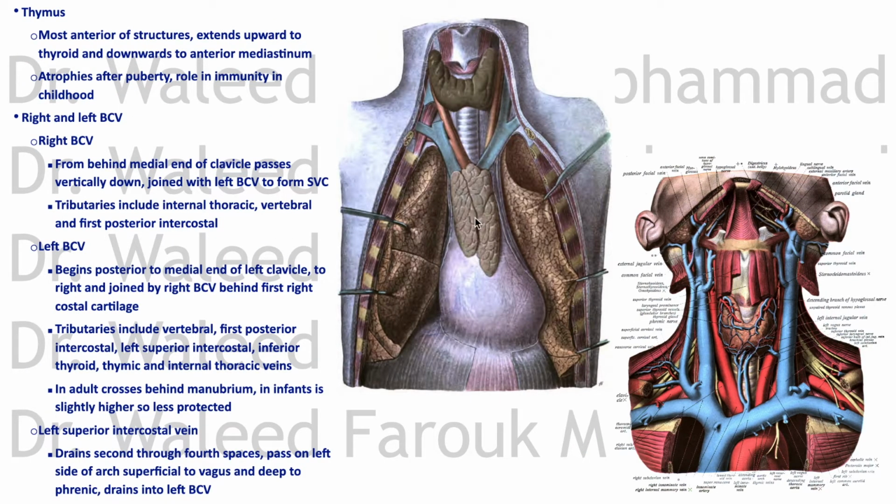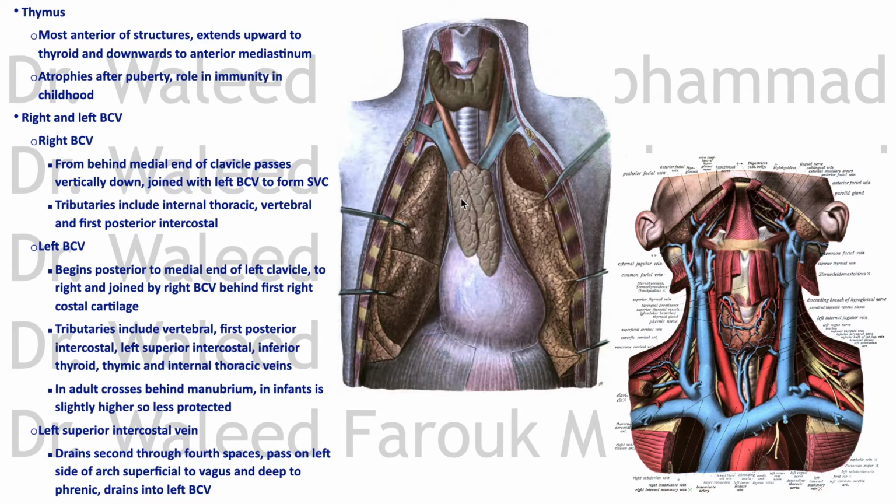The thymus gland, here you can see the thymus gland. Of course, it's functional in childhood and atrophies with age, and with old age, it will be replaced by just connective tissue. It can extend up to the thyroid gland, and it extends actually downwards in the anterior mediastinum, and we mentioned this when we studied the anterior mediastinum.